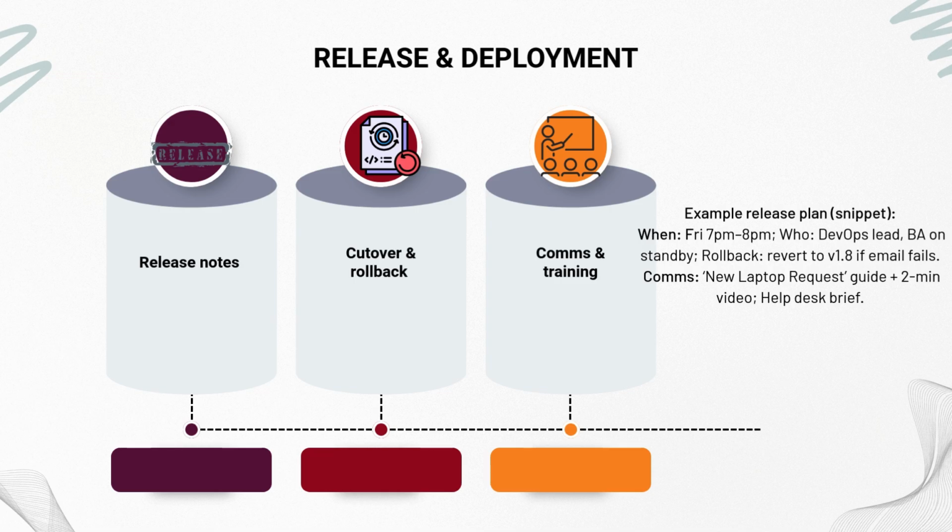A smooth release is deliberate. Publish release notes in plain language: what is new, who is impacted, how to get help. Share job aids or a 2-minute video so employees and approvers know exactly what to do and how to use this form. Build a cutover checklist: pre-checks, deploy steps, smoke tests, and a rollback plan, with exact triggers and steps. Consider feature flags for a safe ramp up.